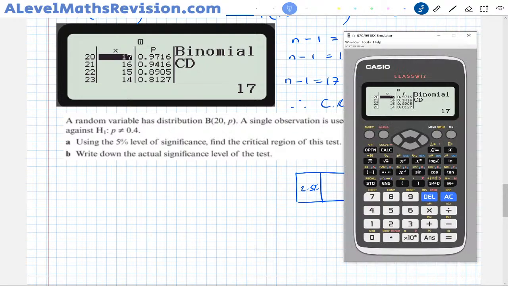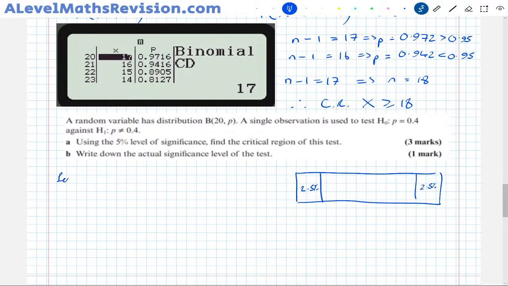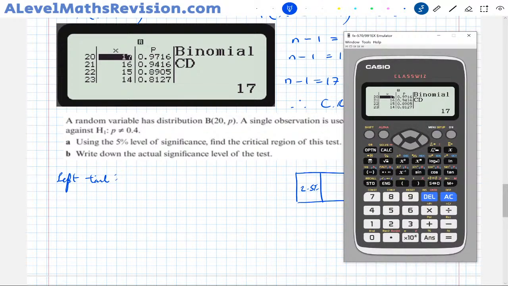So let's do the left-hand tail first. So the easy one. There's 20 things, so if we're doing the left-hand tail, we should start low. Start with the left-hand numbers: 0, 1, 2, 3, 4, 5, 6, 7, 8, 9, 10.